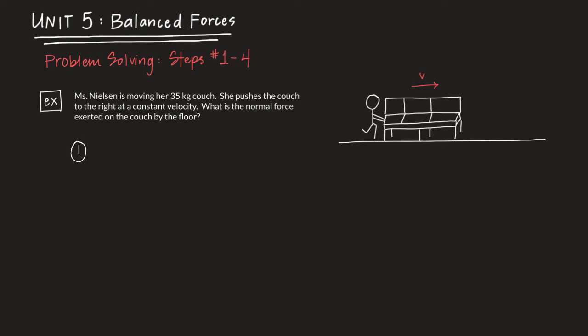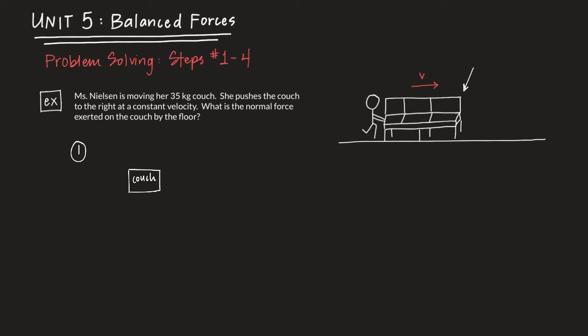Drawing a picture is really important for us in these problems because the picture is our free body diagram. And the free body diagram is going to be of the couch because the couch is the thing that's being pushed on. I am pushing the couch. So my box for my free body diagram represents my couch. So we want to ask ourselves those different questions to figure out which forces are acting on the couch.